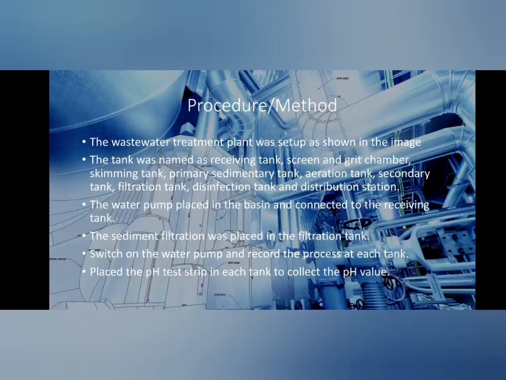The third procedure is the water pump is placed in the basin and connected to the receiving tank. Next, the sediment filter was placed in the filtration tank. Then, switch on the water pump and record the process of each tank. Lastly, place the pH test strip in each tank and record the pH value.